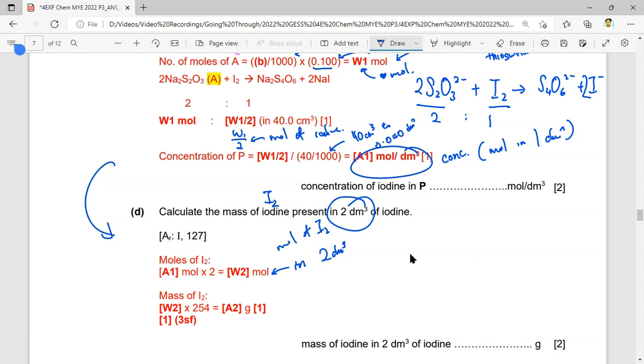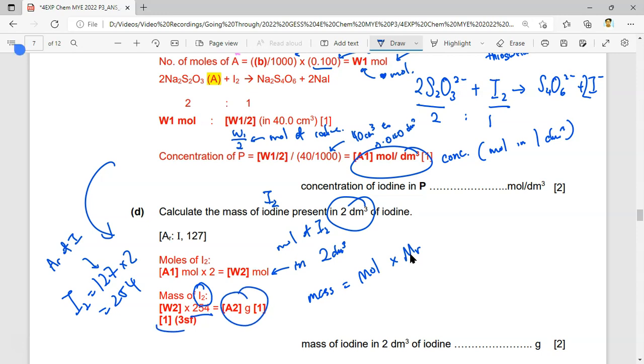Once I know the number of moles of I2 in 2 dm cube, I need to find the mass. I take the mole multiplied by the relative molecular mass of iodine. Iodine is I2, so you multiply by 254. Many of you just times 127 because you thought your iodine is your iodide, and hence you just used 127 instead of 254. 254 is actually I2. I2 is 127 times 2, where 127 is the relative atomic mass of I. So that's how you get your 254. So 1 mark for the final answer, 1 mark that it should be written to 3SF.